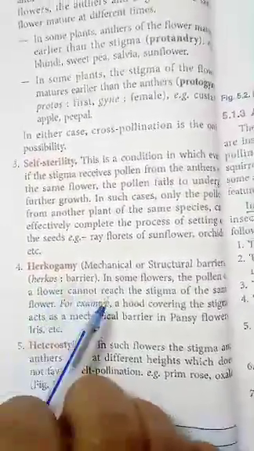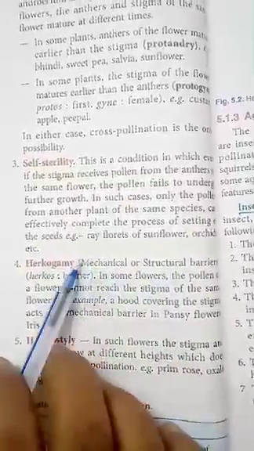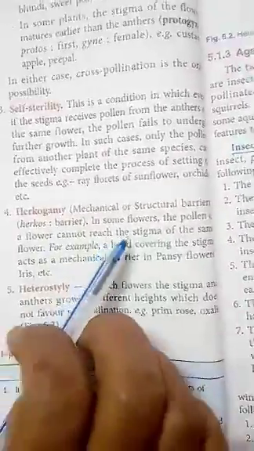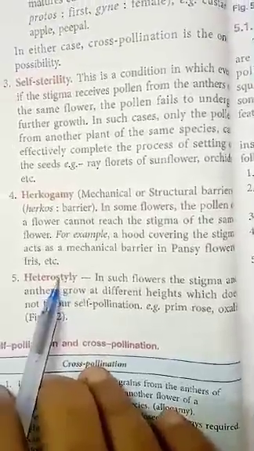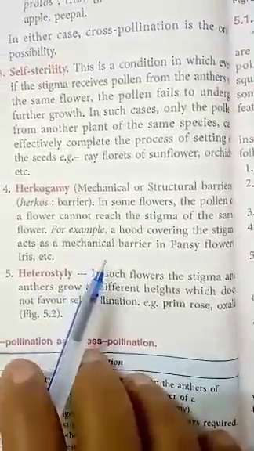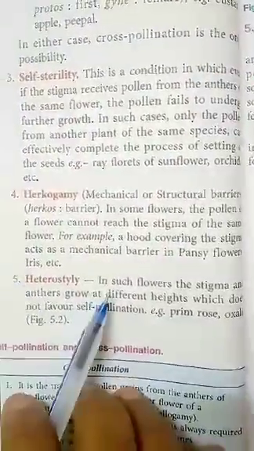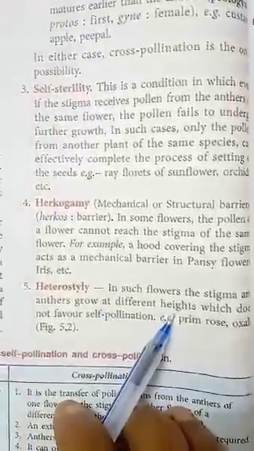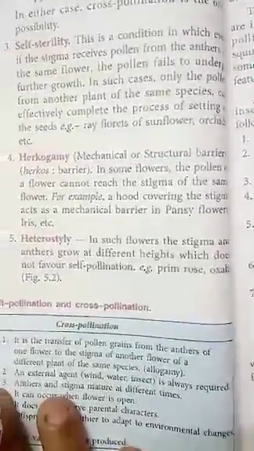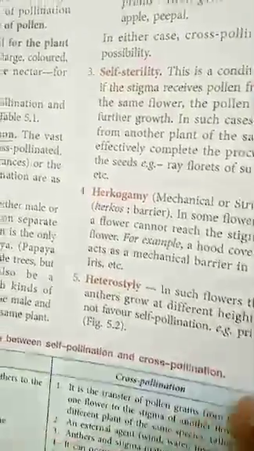Hercogamy: if between the male and the female parts there is a mechanical barrier, pollen cannot fall from that male part on the stigma of the same flower. Then heterostyly. Here the stigma and the stamen, the female part and the male part, grow at different heights, so that the pollen grains cannot fall on the stigma of the same flower. So due to the different heights, it cannot undergo self-pollination.